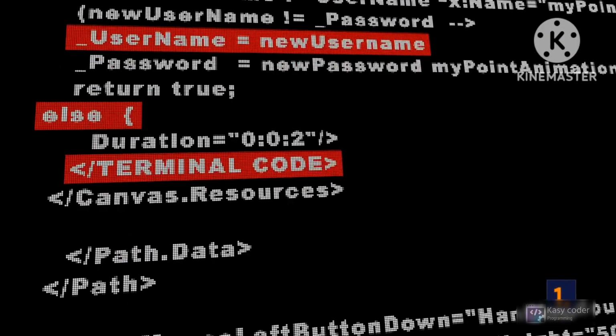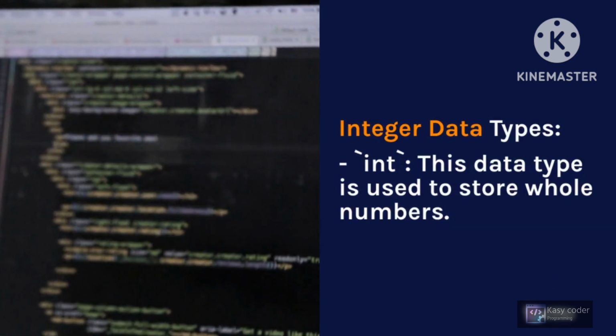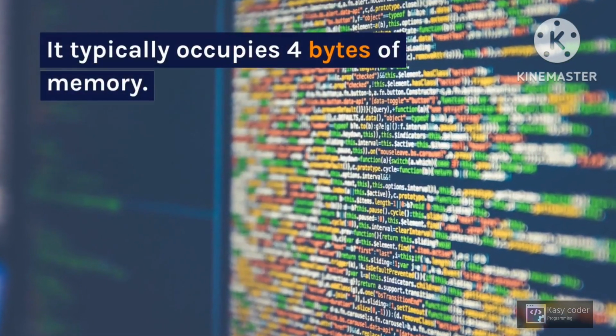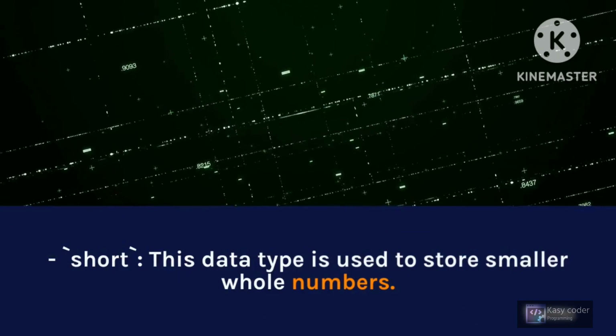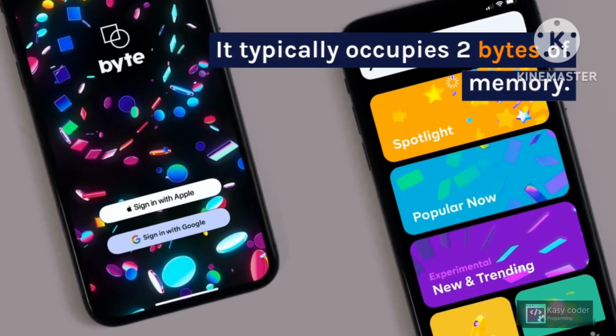1. Integer data types. Int. This data type is used to store whole numbers. It typically occupies 4 bytes of memory. Short. This data type is used to store smaller whole numbers. It typically occupies 2 bytes of memory.